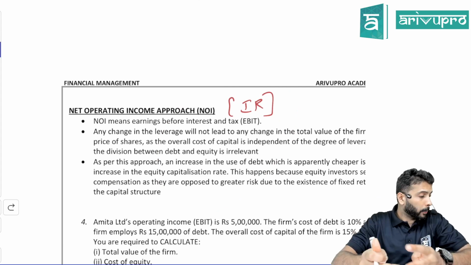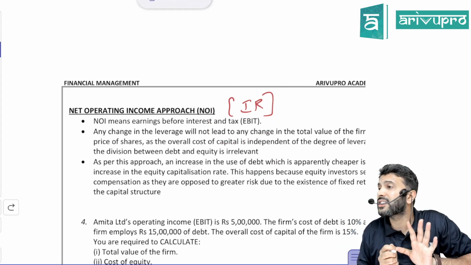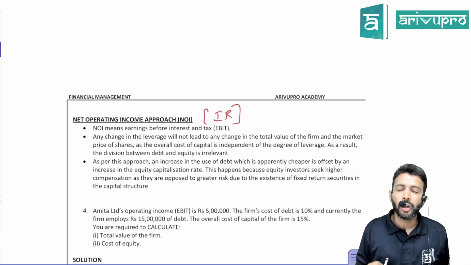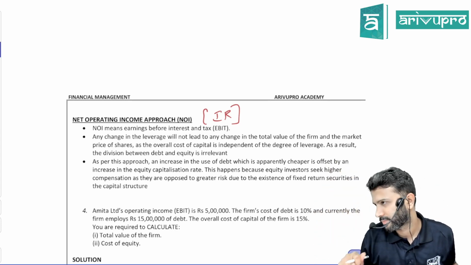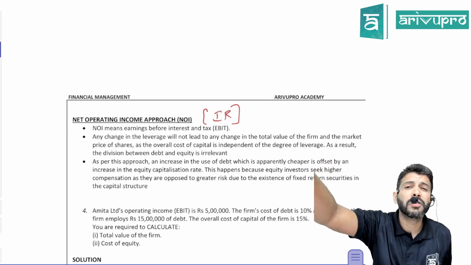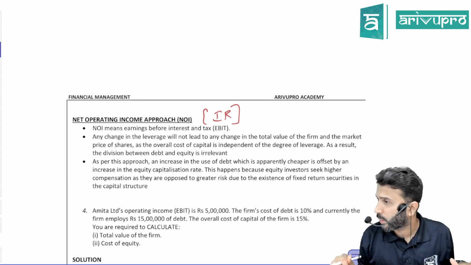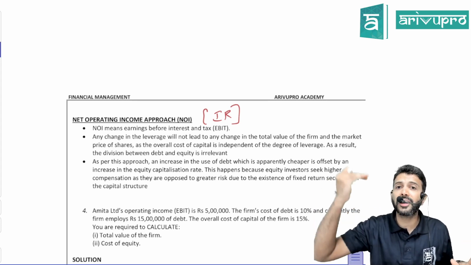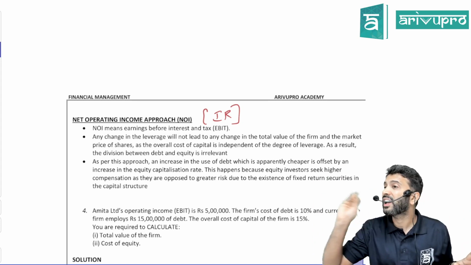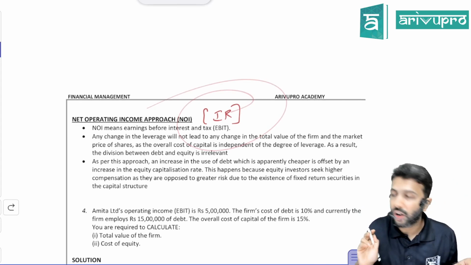What is the net operating income approach? First of all, what sort of theory is it? Irrelevance theory. The argument of this irrelevance theory is that you can do whatever you want. Value of the firm will not change. You go for 90 debt, 10 equity. You go for 50% debt, 50% equity. 80% debt, 20% whatever. The value of the firm will be the same. That is what the irrelevance theory argument is all about.